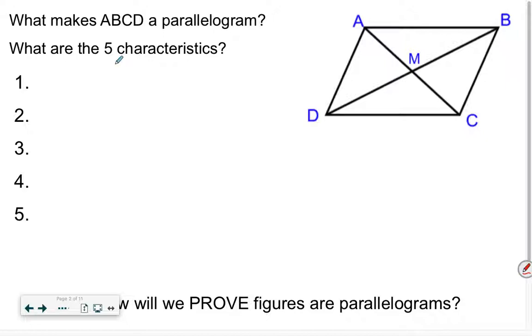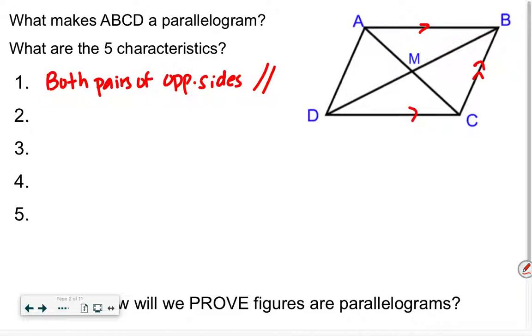Okay, so we want to be really careful about the terminology here. Both pairs of opposite sides are parallel. I'm just going to put the parallel symbol if you're okay with that. Hopefully that's okay. Okay, both pairs of opposite sides are parallel. What else is true about parallelograms? Okay, the diagonals bisect each other. Absolutely.